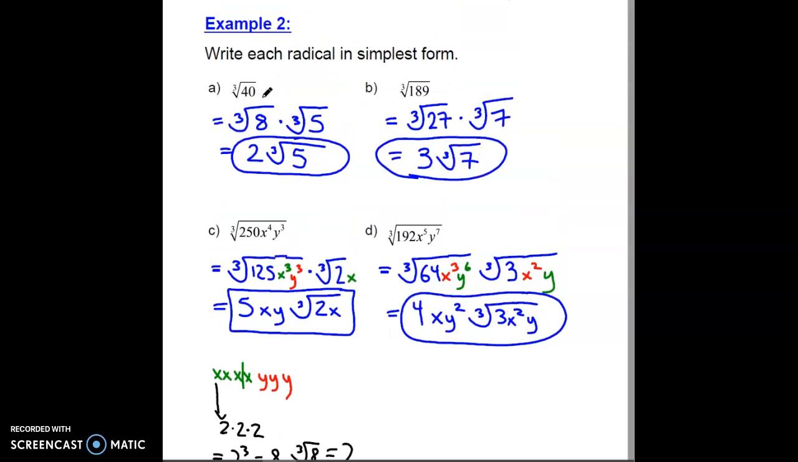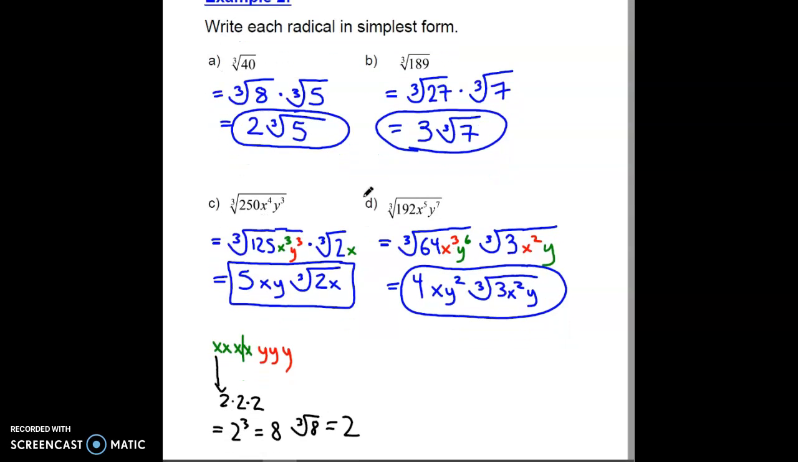Okay, so when you look at that, you would have seen that it's 8 and 5. So you split that up, and then you take the cubed root of this because it's a perfect cube. So that is 2, and then you leave the remaining radicand, so the cubed root of 5.